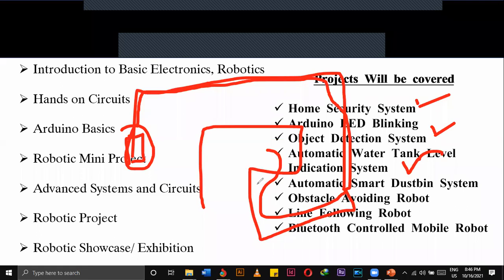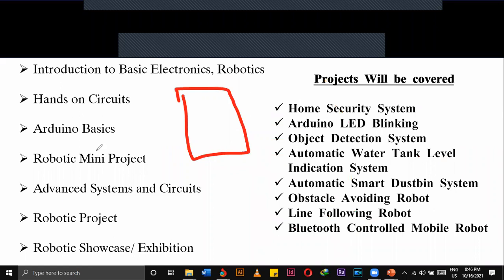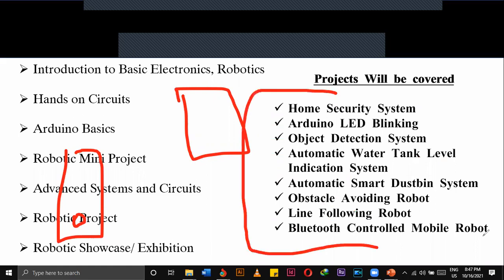The next one will be a Bluetooth controlled mobile robot. There will be no lines there, only the robot and our smartphone. By using our smartphone, the robot will be controlled. These are the projects that we are going to discuss in our class.